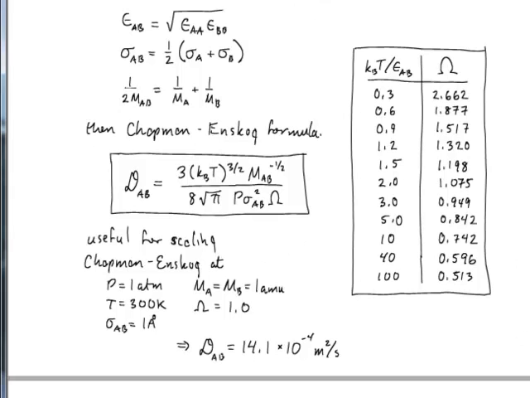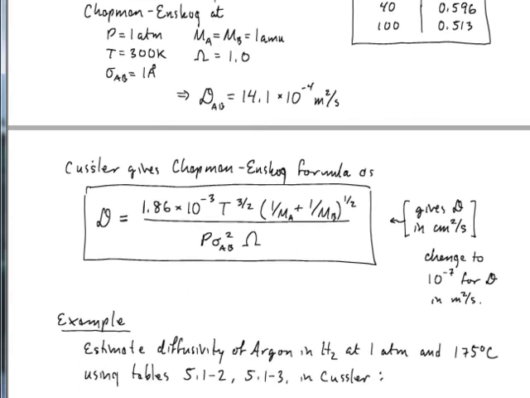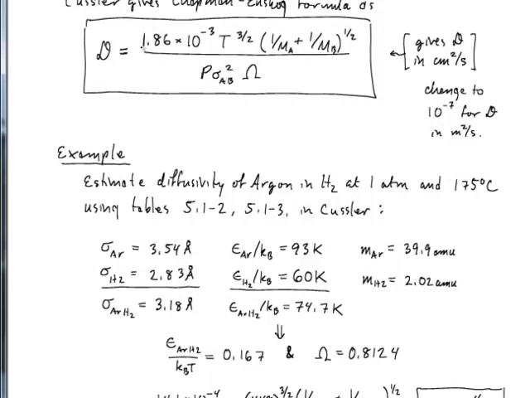Okay, so an alternative approach is to actually build in numerical values for all of these different terms. That's what Kussler has done, and he gives you 1.86 times 10 to the -3, with no explanation for where that number comes from. It's important to remember that that number then depends on what units you've used to compute your diffusivity. It is a value in centimeters squared per second. So be careful there. You want to change to 10 to the -7 if you're reporting diffusivities in meters squared per second, and then you actually plug in the values of all the temperature and mass and pressure and all those things.